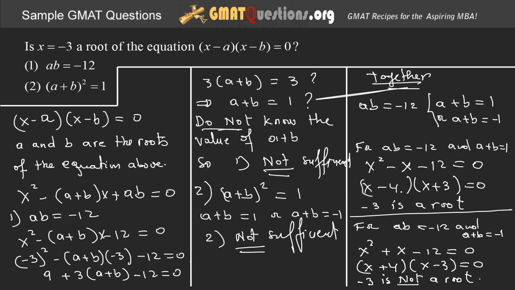Okay, because I have demonstrated to you that if you have ab equals negative 12 and a plus b equals 1, negative 3 would be a root. But in the other case where ab is equal to negative 12 and a plus b equals negative 1, because this is possible because of the fact that a plus b squared equals 1, in that particular case negative 3 is not a root. So really we don't know. We don't know because we don't exactly know which case we have. For that very reason, the correct answer to this question is E. In data sufficiency terms, it is E. So E is the correct answer.